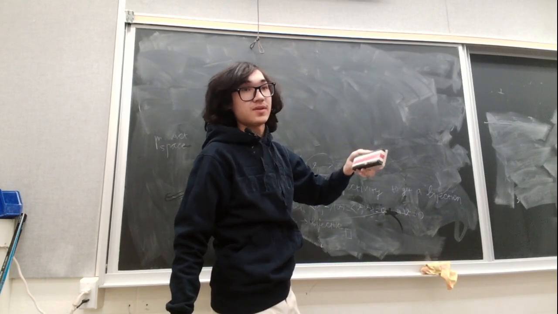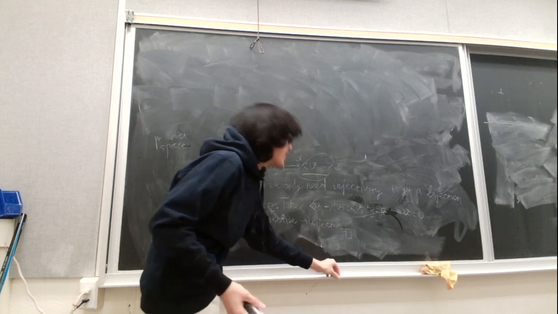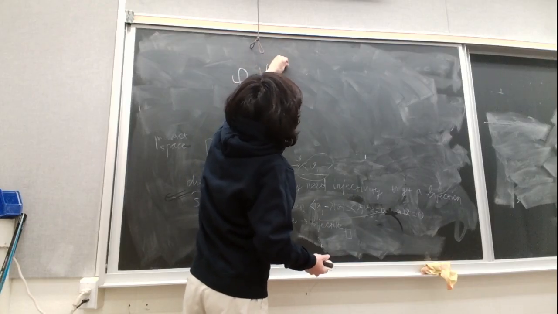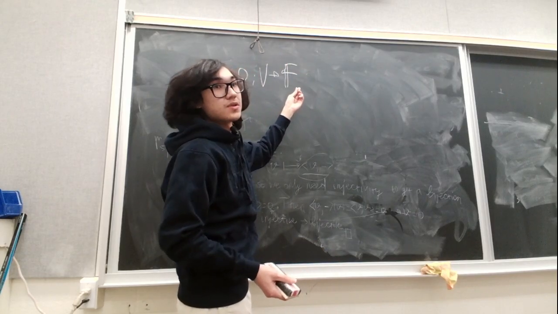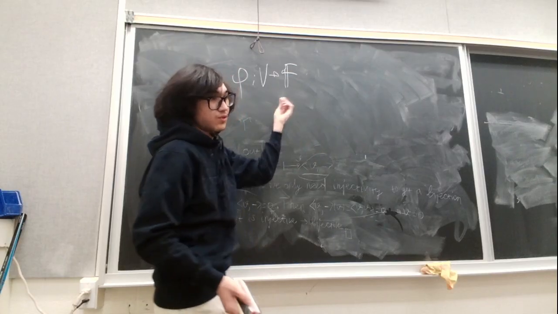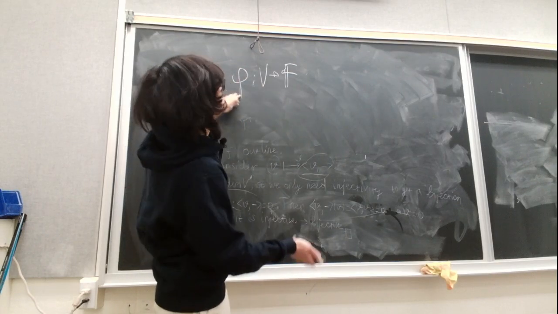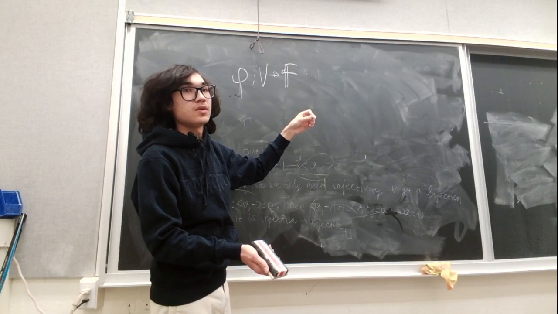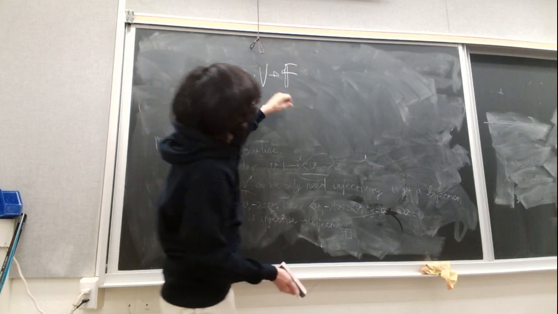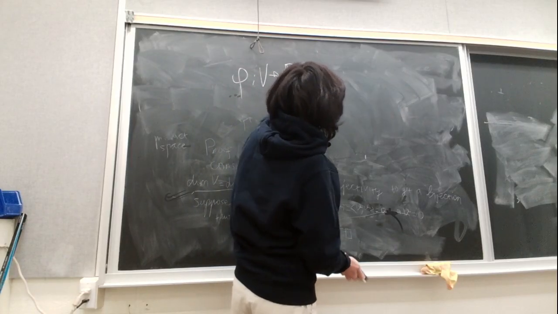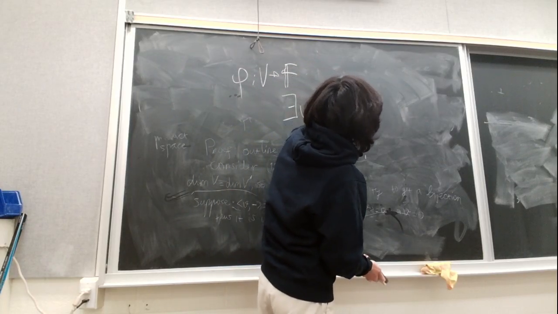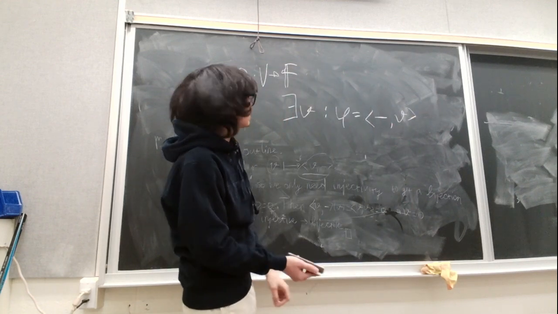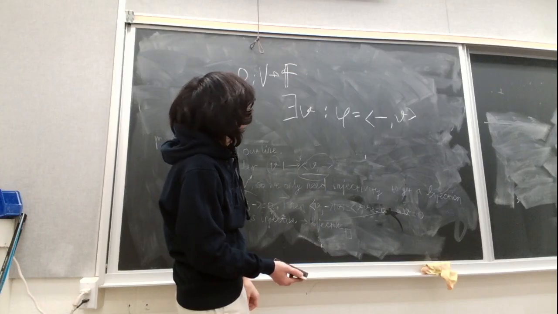Take any linear functional on V, from V to F. What can we say about it? The Riesz representation theorem says that I can write phi as an inner product. There is a vector such that phi is equal to this: applying phi to any vector is the same as taking the inner product of some fixed vector with v.